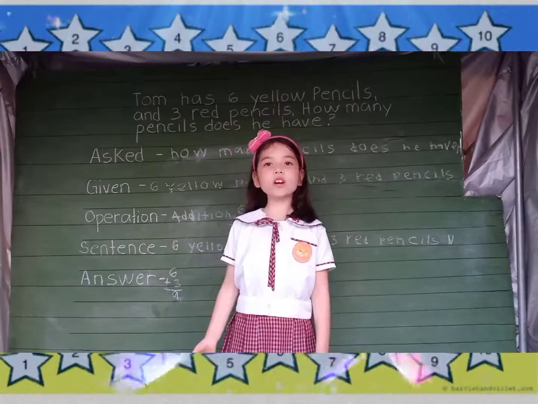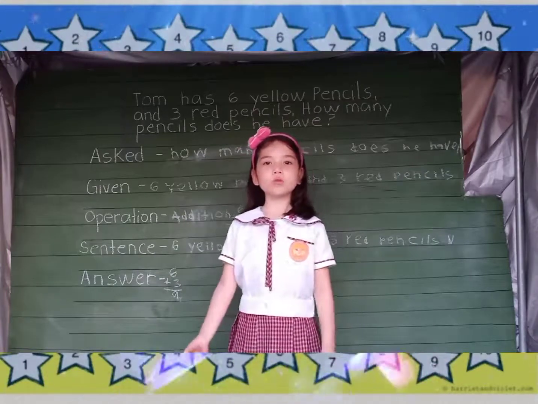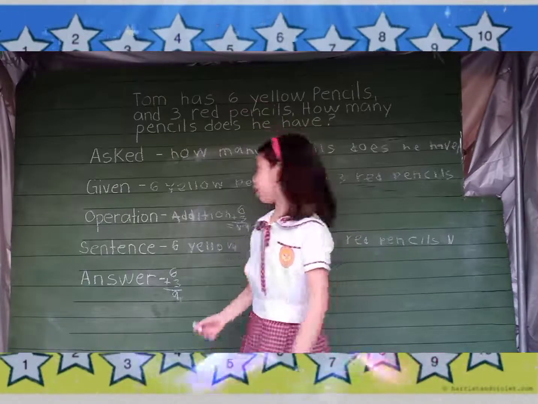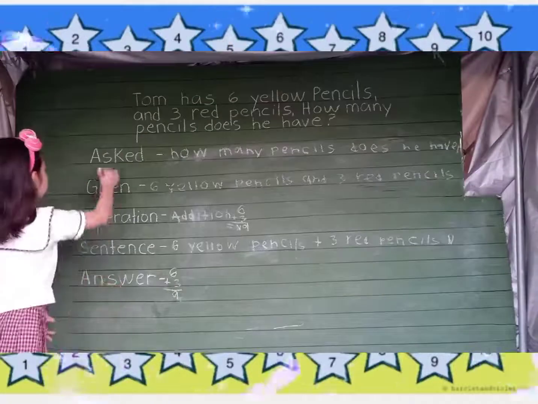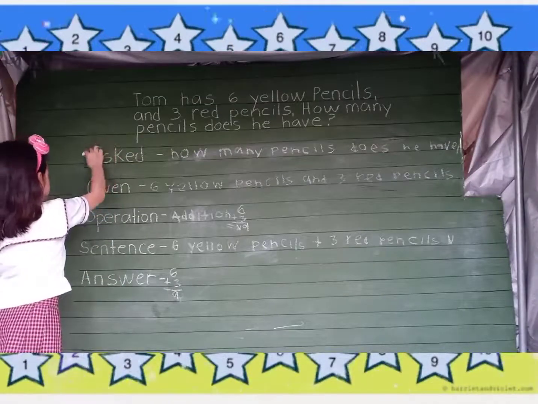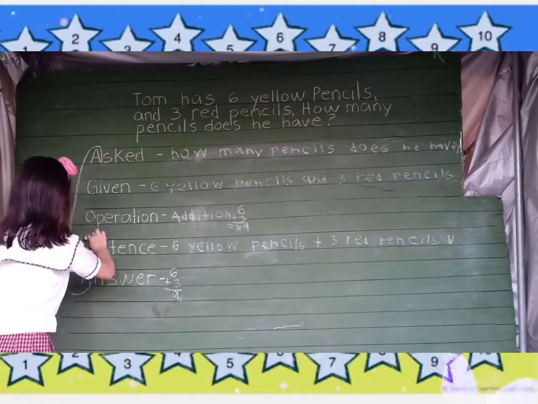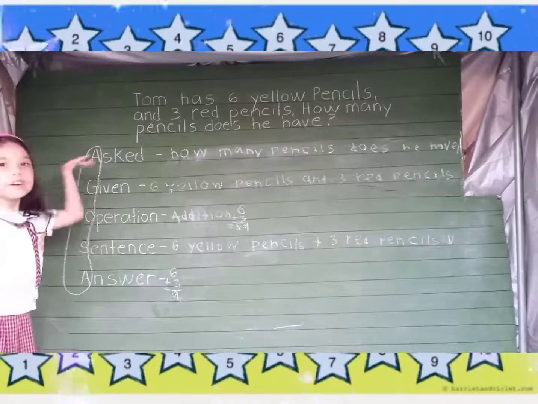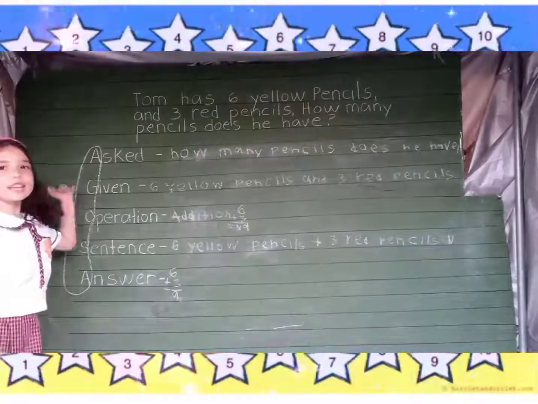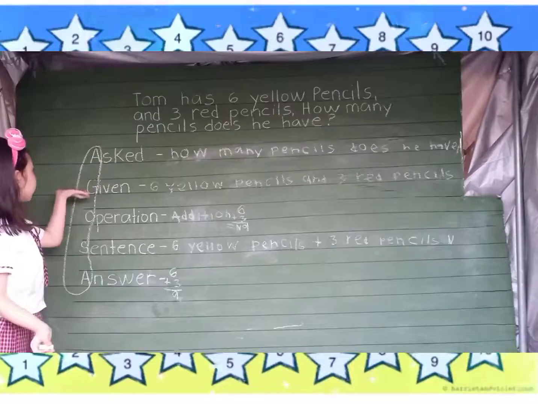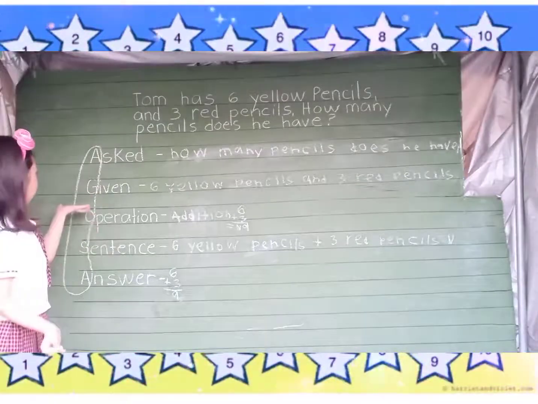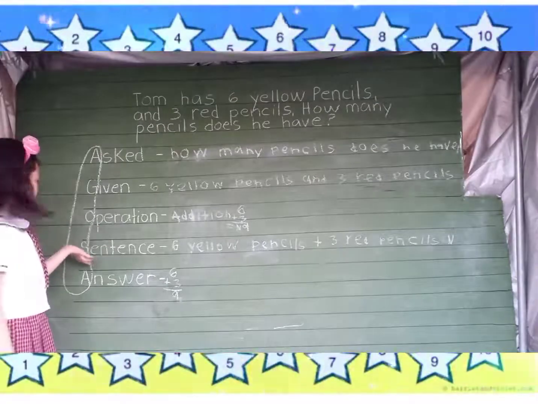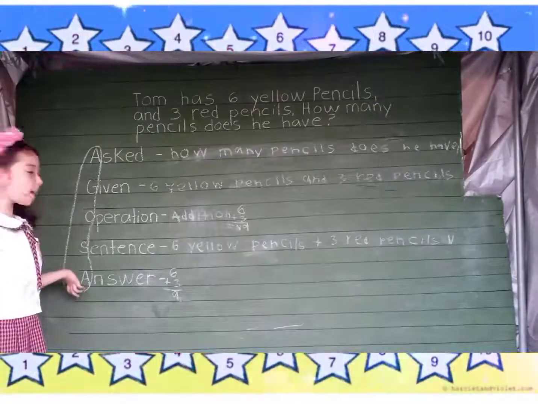So that's all for the problem-solving process. We can use the acronym AGUSA. A for ask, G for given, O for operation, S for sentence, A for answer.